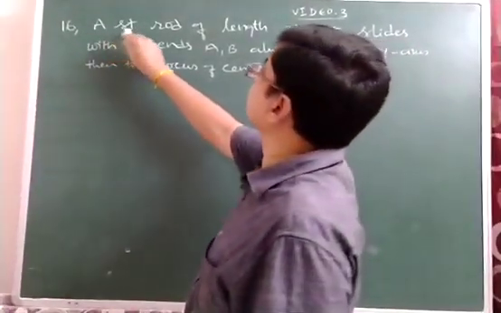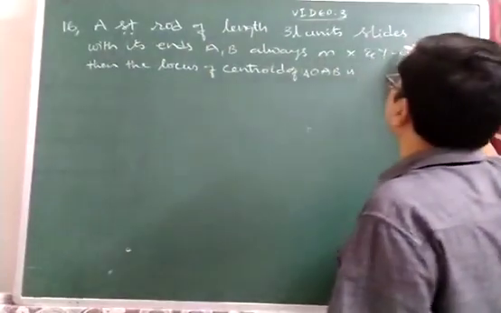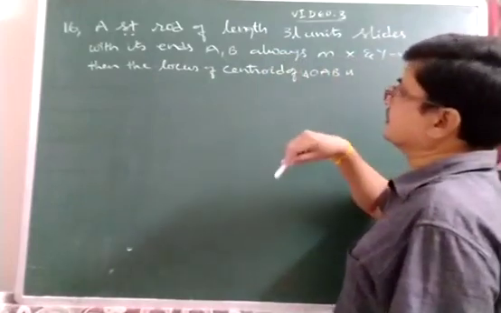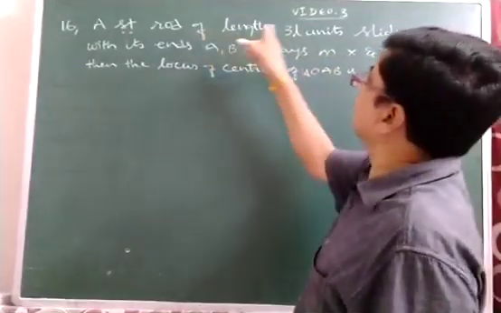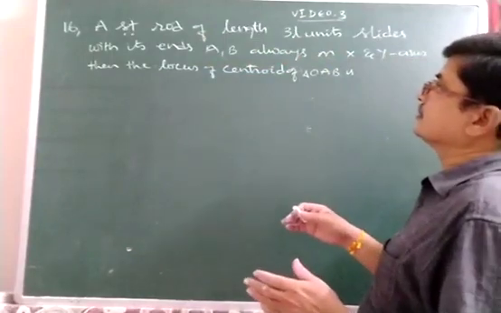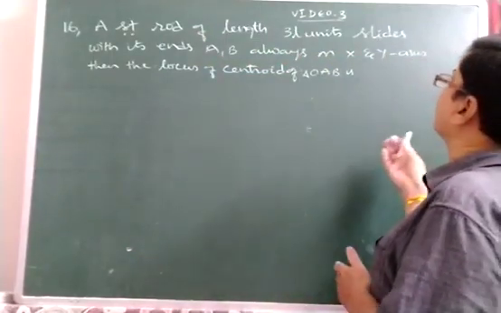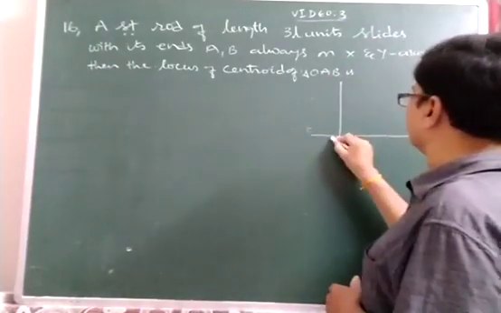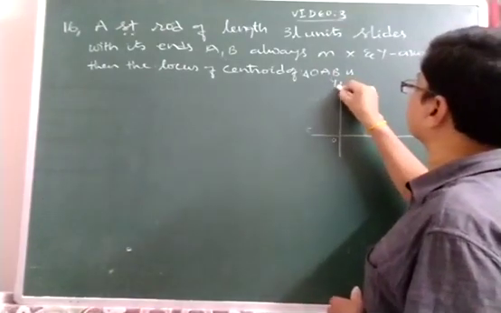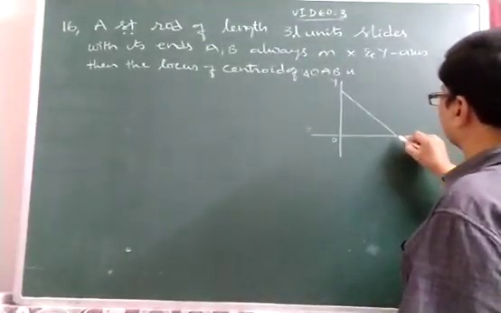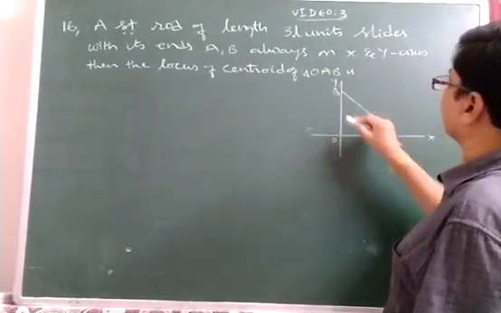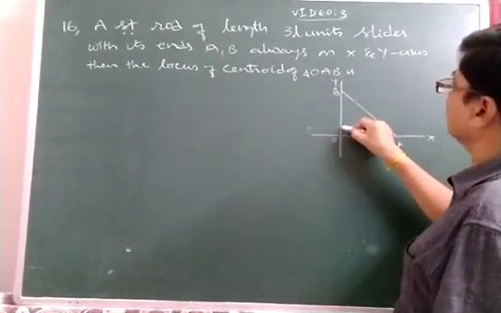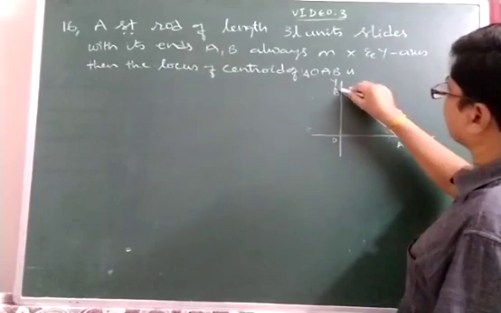Question number 16. A straight rod of length 3L units slides with its ends A, B always on the x and y axes. So that's why we're taking the coordinate axes. This is the origin, x axis and y axis. This is the rod AB. A is one end of the rod, which lies on the x axis, and B is the other end of the rod, which lies on the y axis. And the length of the rod AB is 3L.